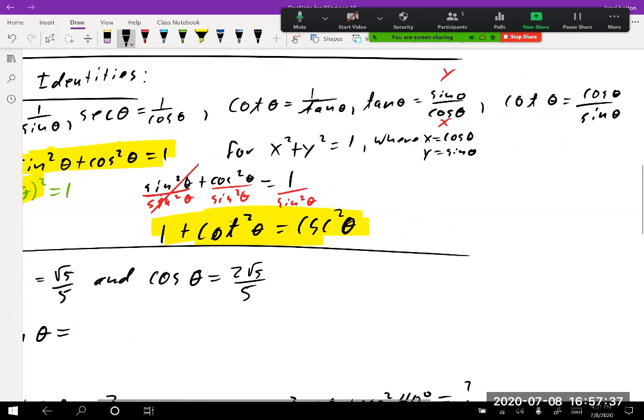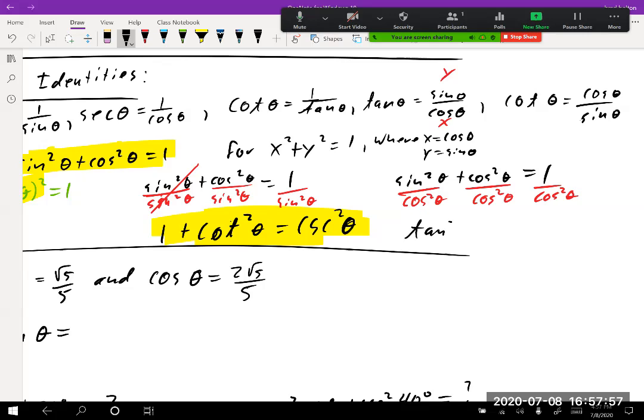Now we could do it again, but instead of dividing by sine squared, we could divide by cosine squared. So I'm going to do sine squared theta plus cosine squared theta equals 1, but this time divide by cosine squared theta. So now this means tangent squared theta plus 1 equals secant squared theta. Here's another identity that's based off the Pythagorean identity just by dividing.